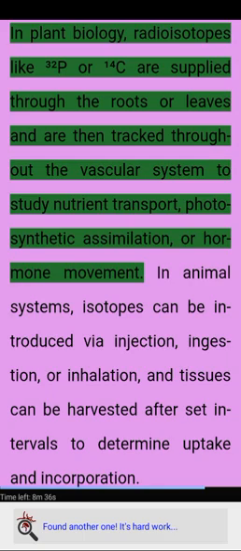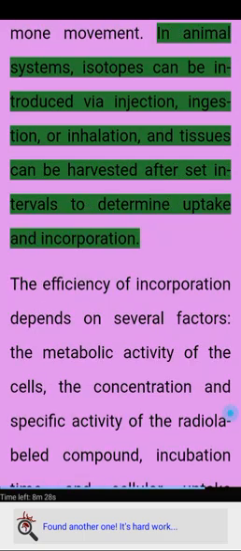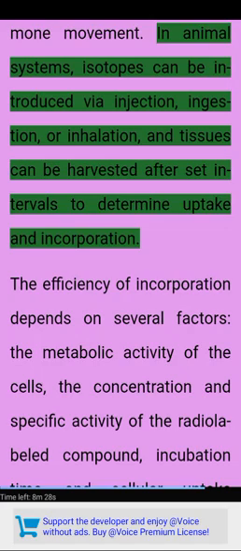In plant biology, radioisotopes like ³²P and ¹⁴C are supplied through the roots or leaves and are then tracked throughout the vascular system to study nutrient transport, photosynthetic assimilation, or hormone movement. In animal systems, isotopes can be introduced via injection, ingestion, or inhalation, and tissues can be harvested after set intervals to determine uptake and incorporation.